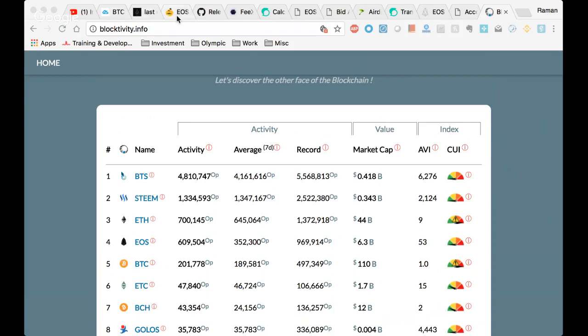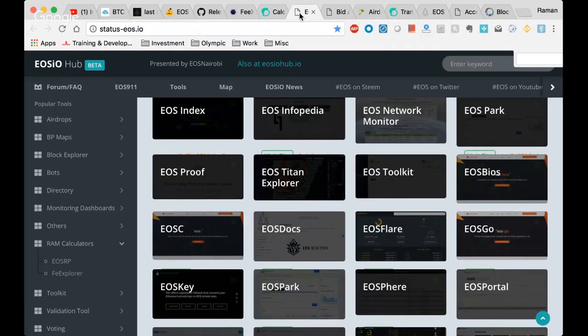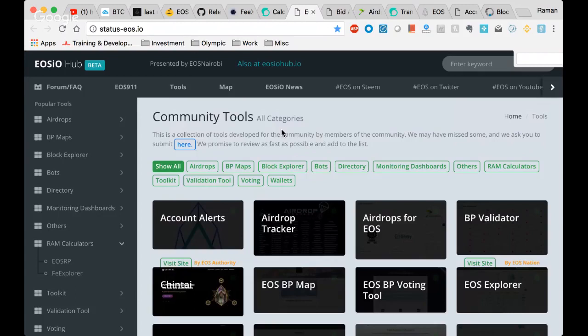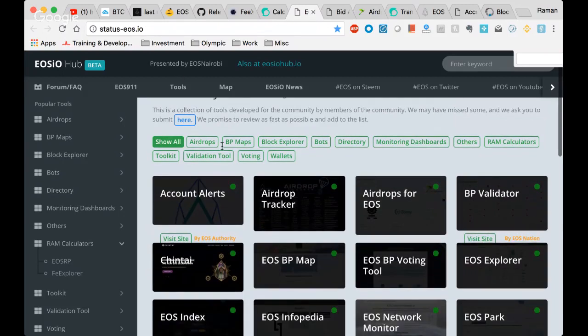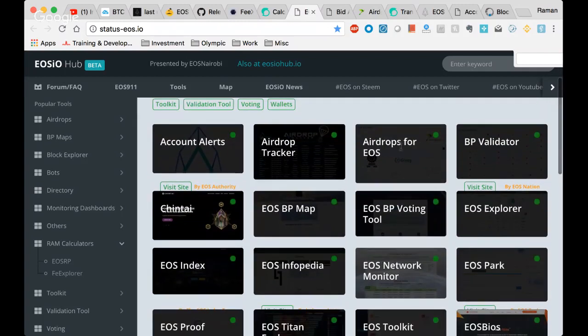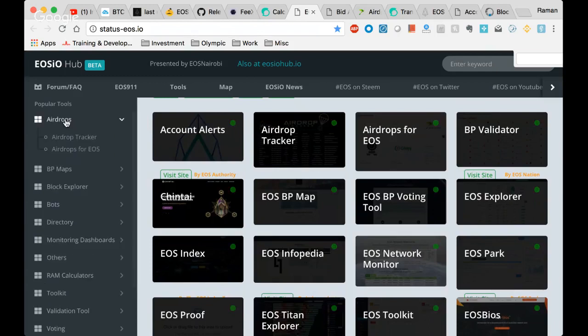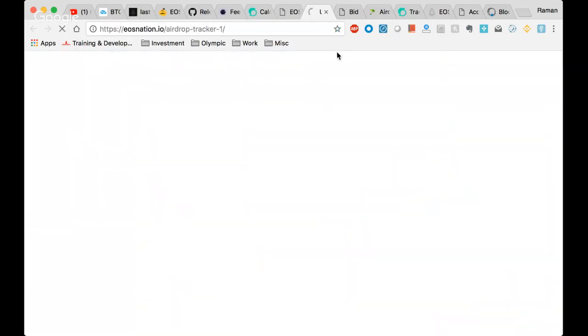So let's go back and talk about airdrops now. One of the things people have asked is how to track airdrops. What you need to understand is there are a lot of tools coming up. These are community tools. Status-eos.io is a very good site for all the tools, and there are some airdrop trackers and some other sites. You can look at this information, and this will help you track many of these airdrops. You can just click on airdrops, and this will give you the links for airdrops.